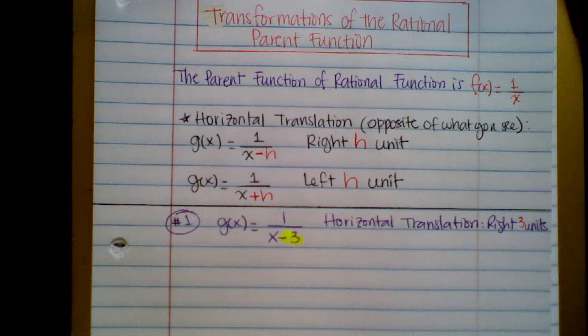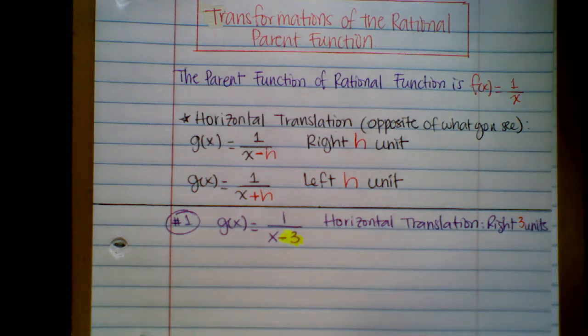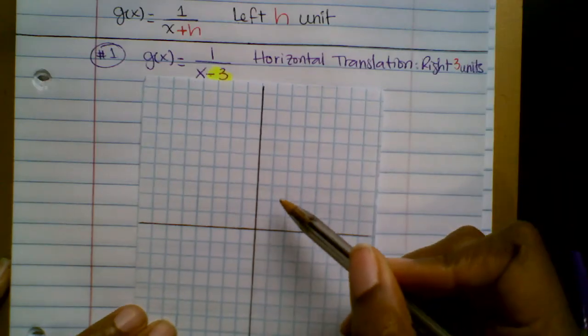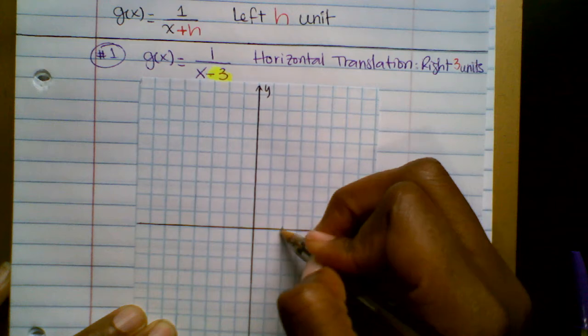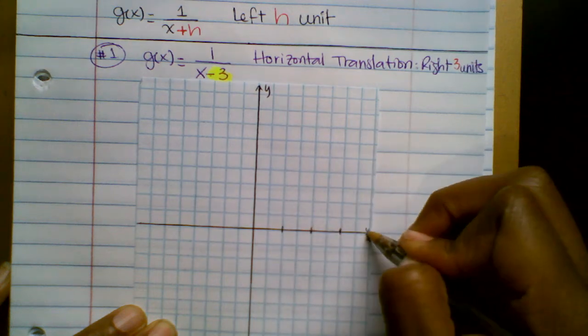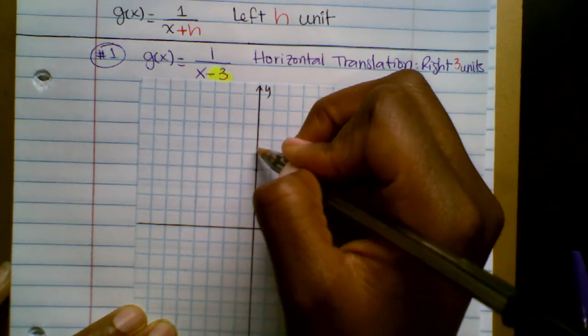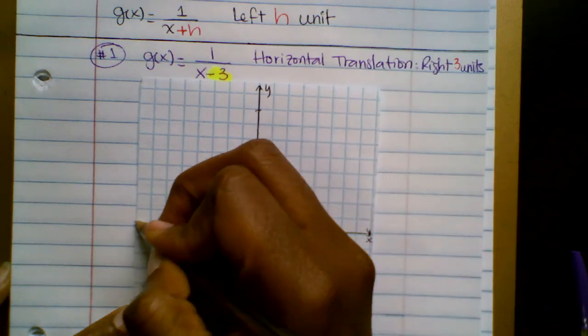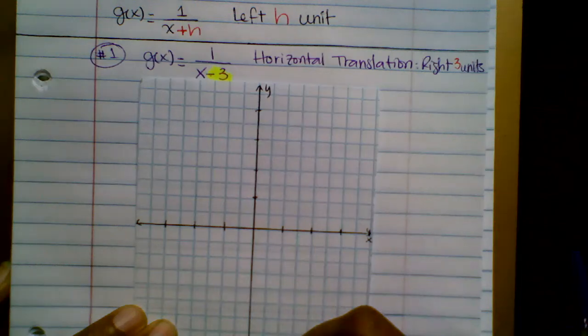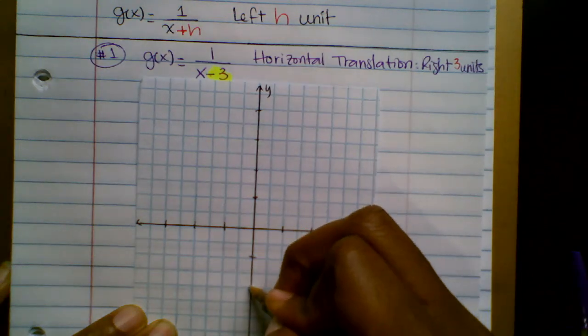Next, you're going to graph the function g of x. But in order to graph it, you have to use the graph of the parent function. I have a piece of graph paper here. I build the y-axis and the x-axis. Now I'm going to use 2 squares to represent 1 unit for both the x and the y-axis.